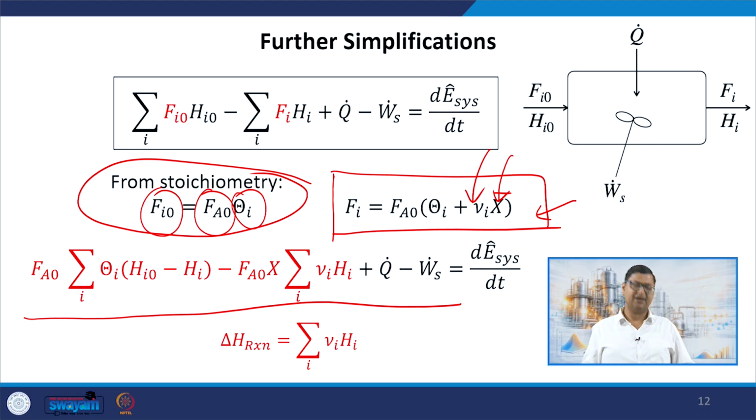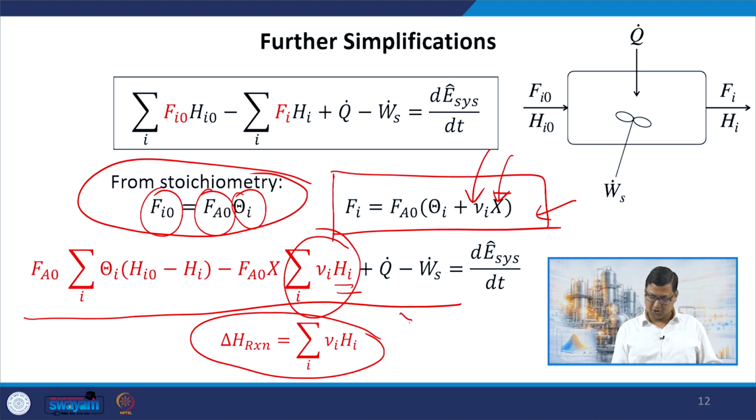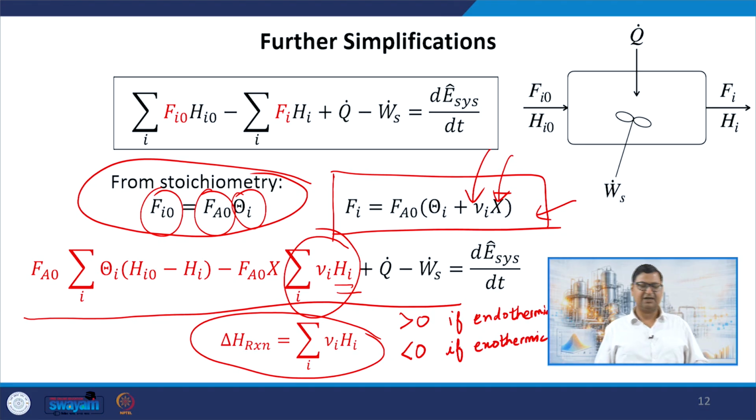What is important here is that if you do that, you will get a summation over the stoichiometric coefficient multiplied by the enthalpy. That basically is the definition of my heat of reaction, right? And this is going to be positive if we have endothermic reaction, and it is going to be negative if we have exothermic reaction, and other terms remain more or less the same. Essentially what I have done here is simply plugged in the stoichiometry that we know already and used the definition of the heat of the reaction.